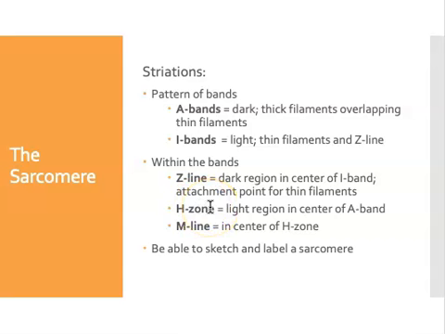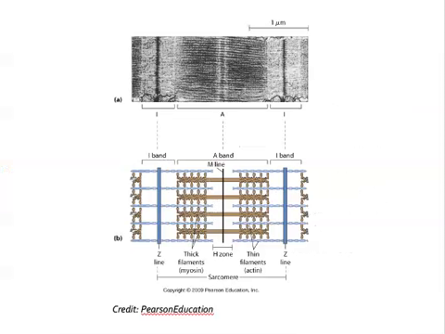I'm going to show you a picture now, an actual image of a sarcomere, and we'll look at all of these regions. It's important that you know not only where these regions are, but what we now realize they're made out of. So make sure that you can sketch and label a sarcomere. On this slide, we're looking at a drawing of a sarcomere, and an actual sarcomere underneath an electron microscope. So let's start with the drawing at the bottom.